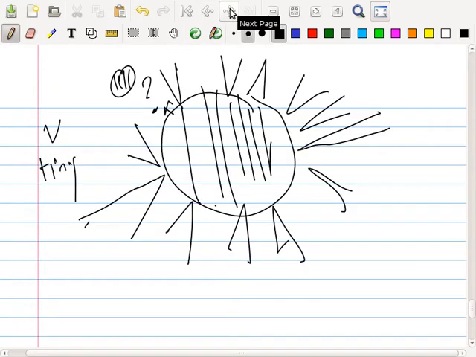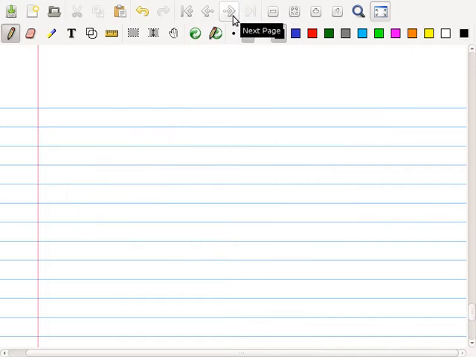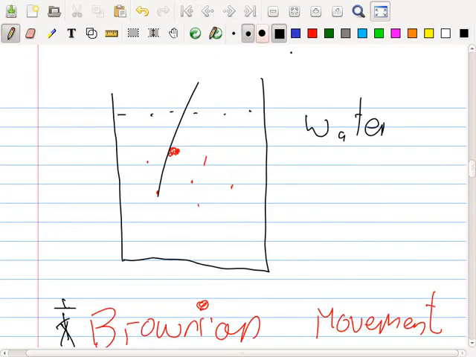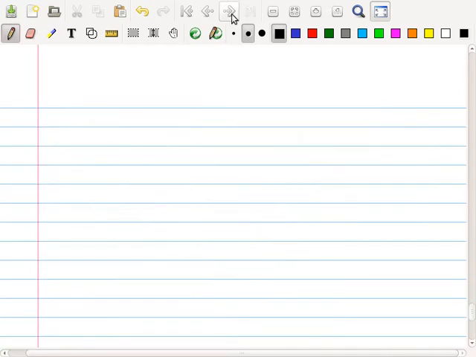Okay, please write a definition of Brownian movement, and I will ask you for it now. How to spell Brownian? B-R-O-W-N-I-A-N.